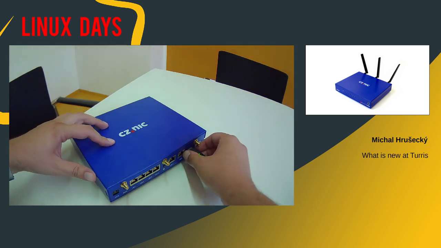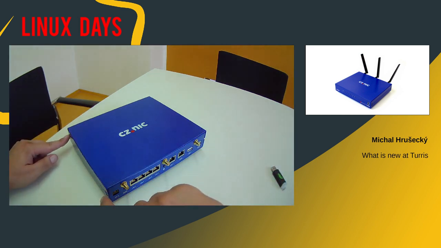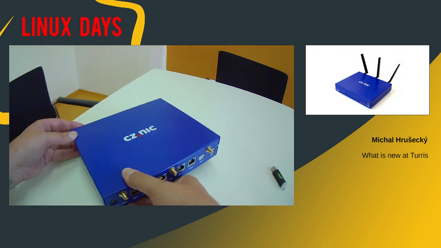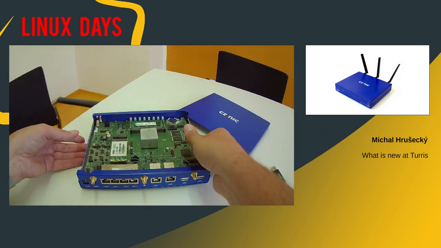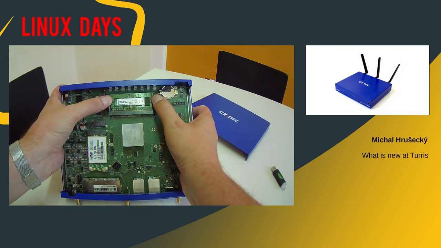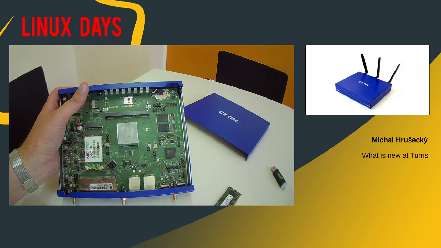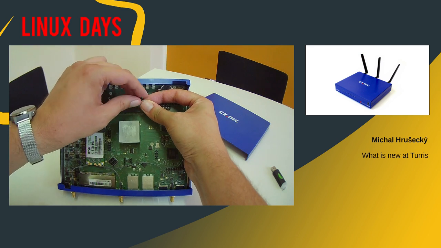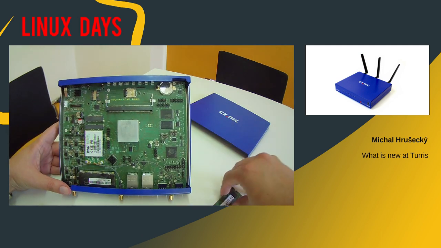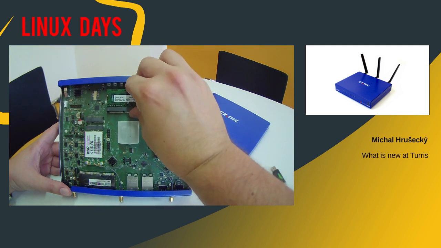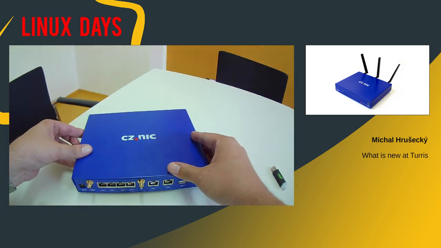A slightly different option that has already been available for some time is to use the internal micro SD card slot. For that, we first need to undo several screws that I already took away, and open up the top cover. And now we need to unplug the RAM. And beneath it, we can see the hidden micro SD card slot. We just put the micro SD card inside, replace the RAM, and add back the cover.